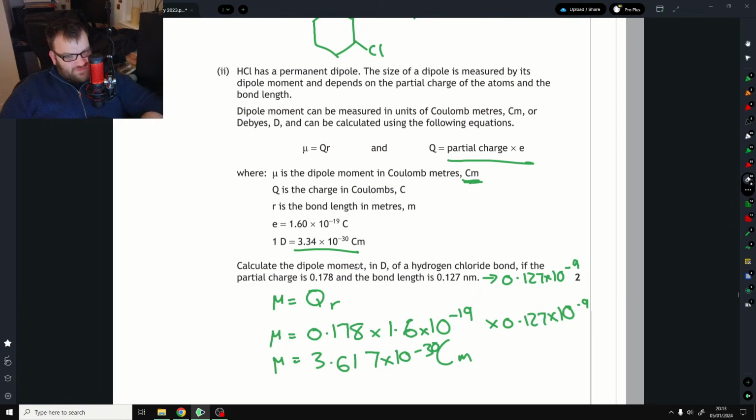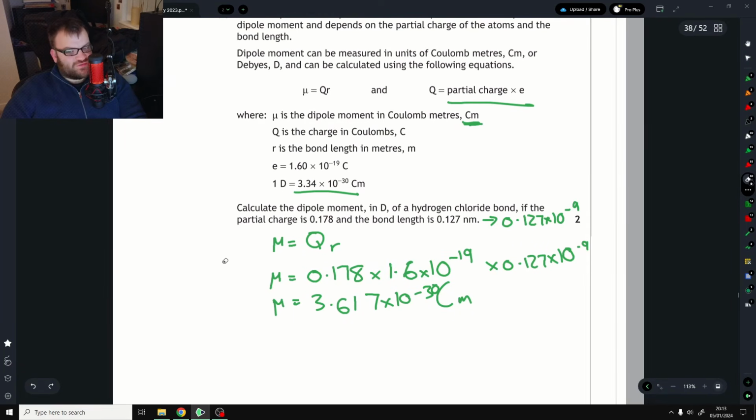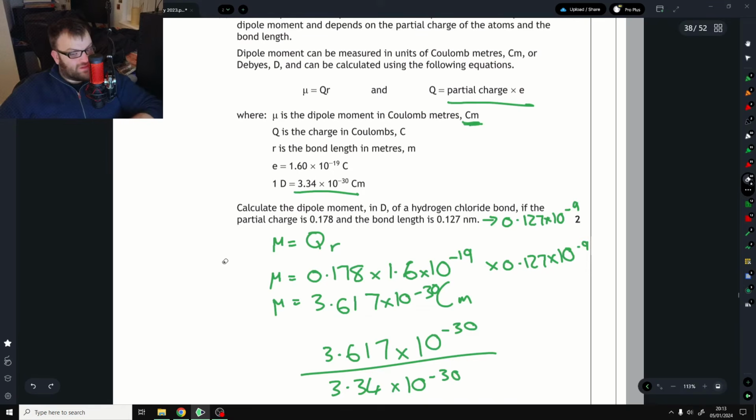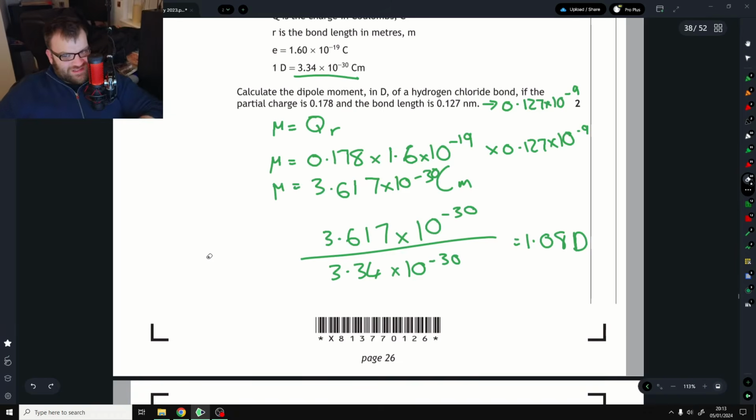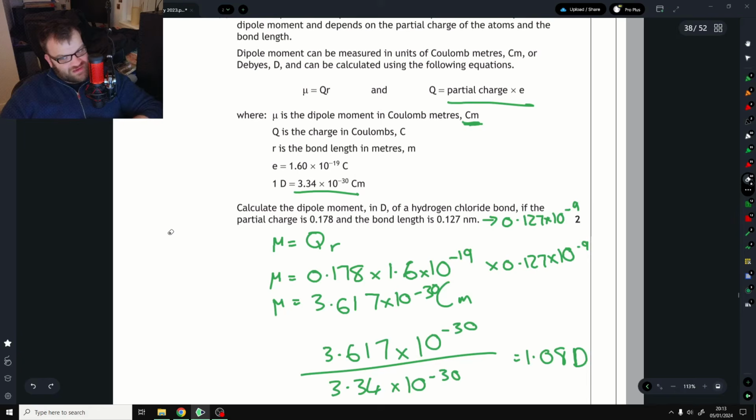That then gives you the number of coulomb meters. However, the question wants it in D, which is your debyes. It tells us that 1 debye is 3.34 times 10 to the minus 30 coulomb meters. So if we take our coulomb meters, divide it by the value for 1 debye, and that will give us an answer of 1.08 debyes. Lots of places to go wrong if you don't convert into meters, if you don't spot that we work out coulomb meters and we want debyes, you're going to end up with an incorrect answer, but that is our final answer for that one.